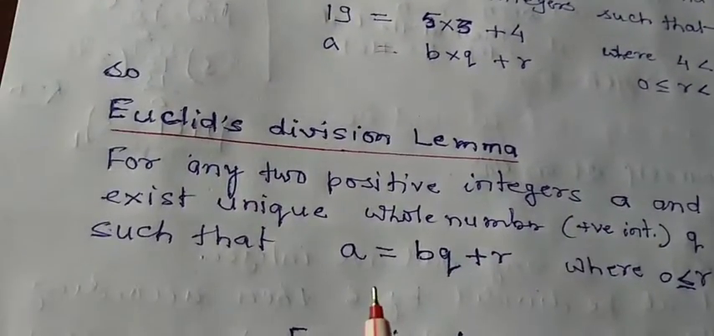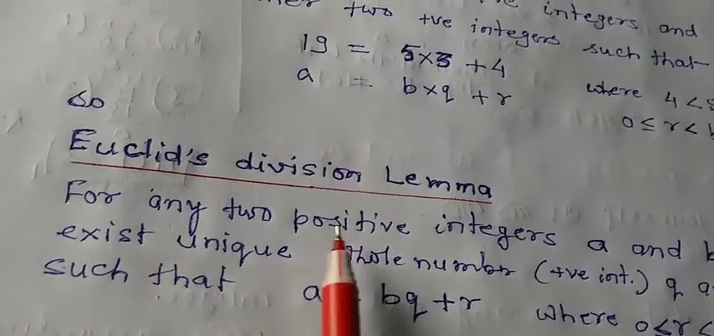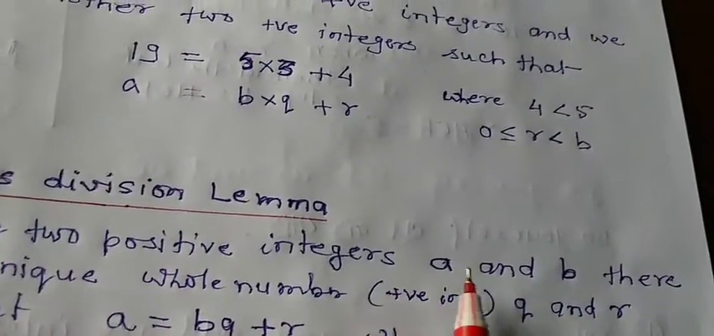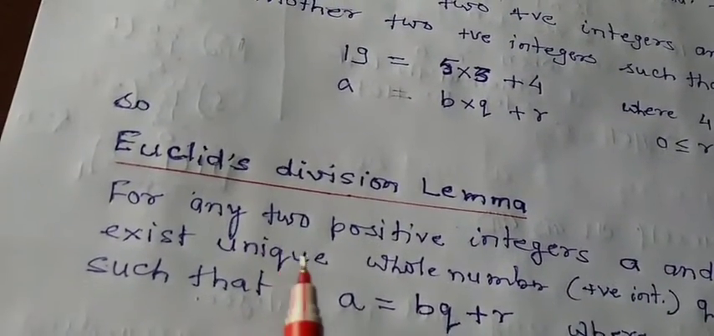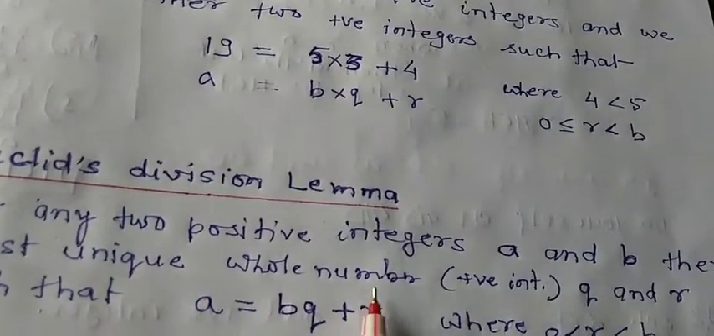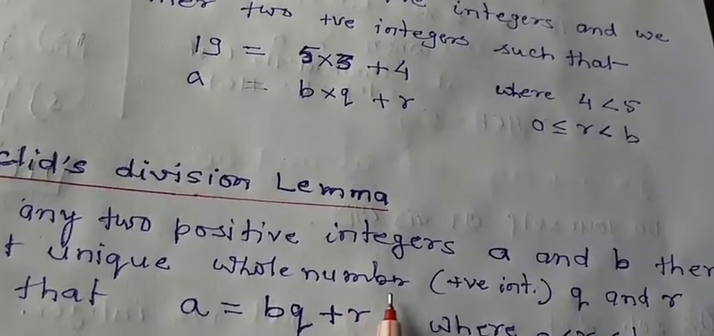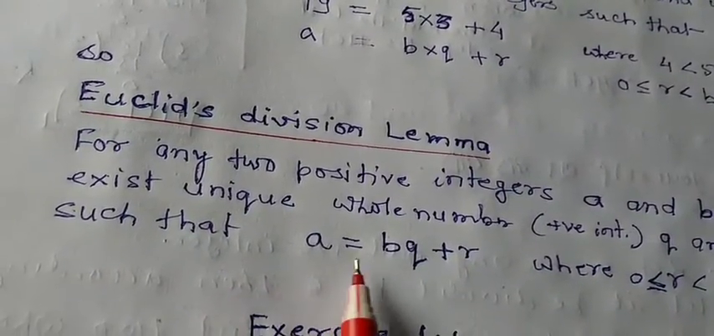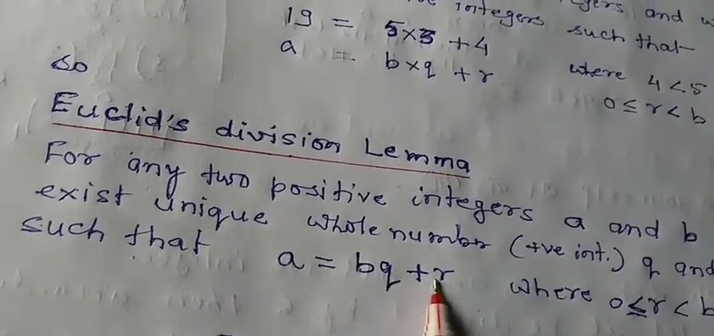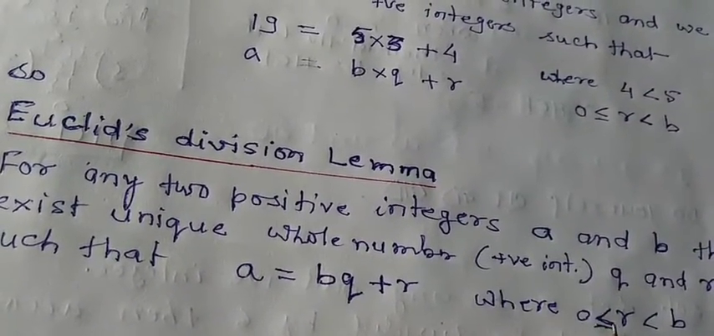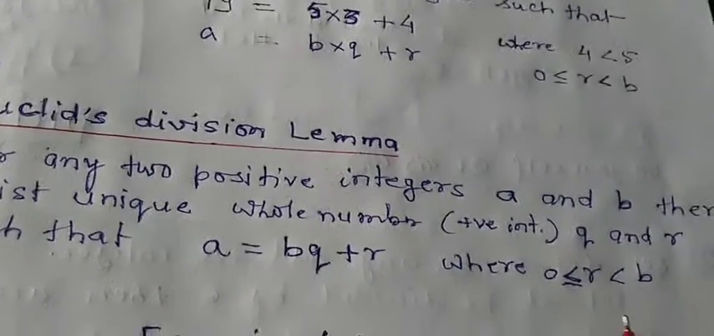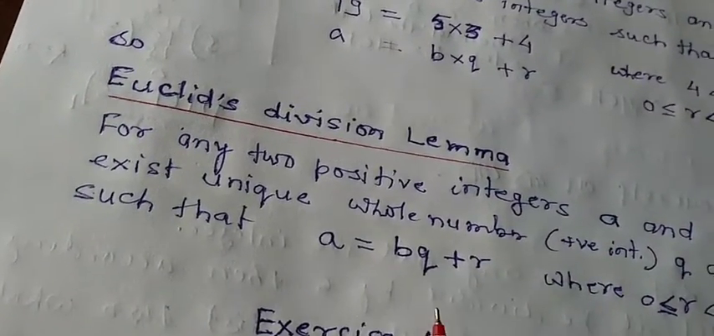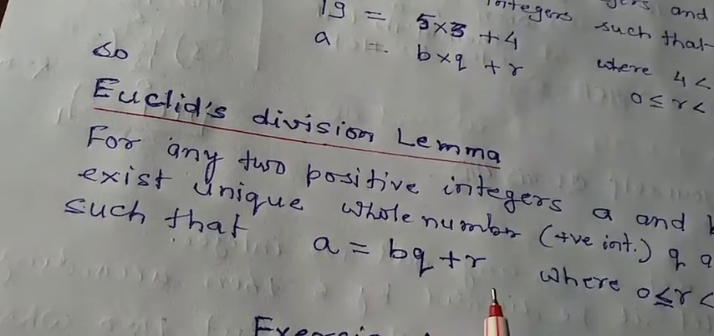So let's see the definition. For any two positive integers A and B, there exist unique whole numbers Q and R, such that A = BQ + R, where 0 ≤ R < B. Unique means only one, not two types. So this is actually Euclid's division lemma. Got it?